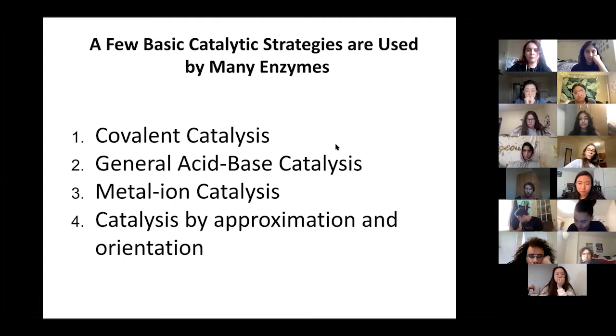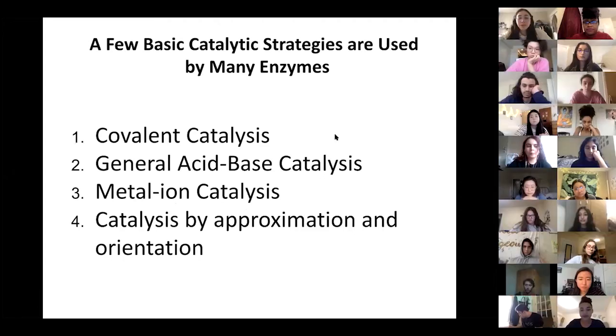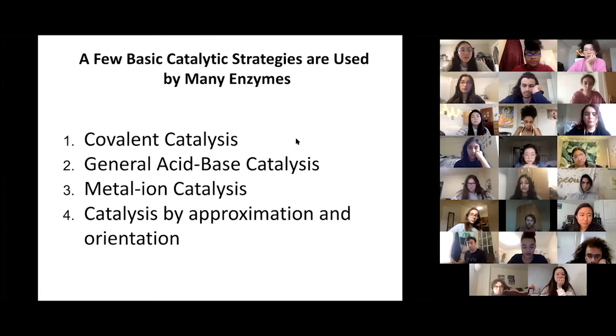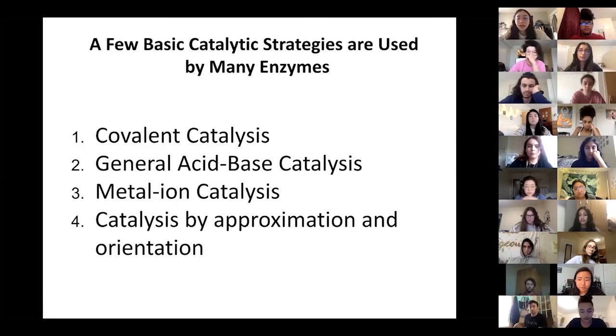So a few basic catalytic strategies are used by many enzymes. The four listed here are sort of the most common ones that we're going to see. And all of these types of catalysis ultimately achieve the same goal, which is to decrease the activation energy of the reaction and increase the rate.